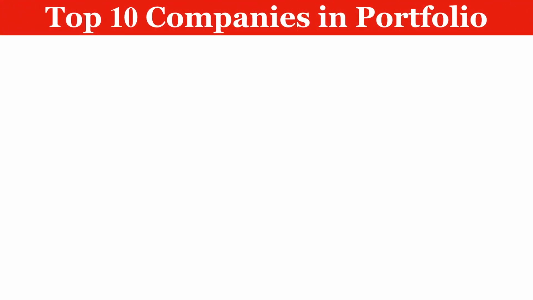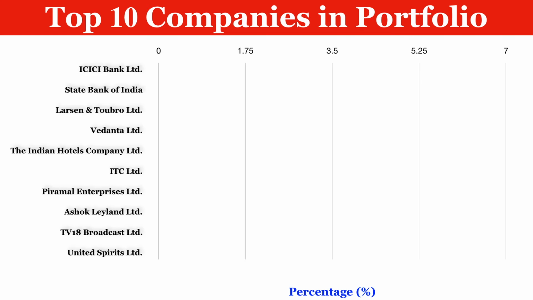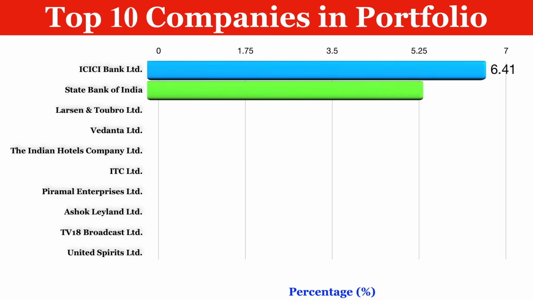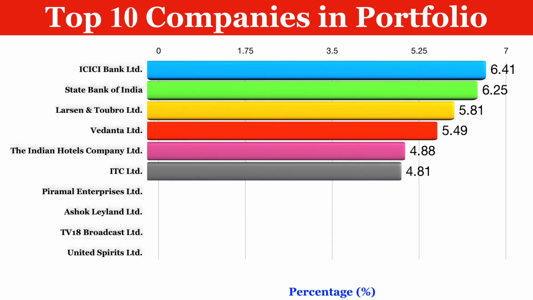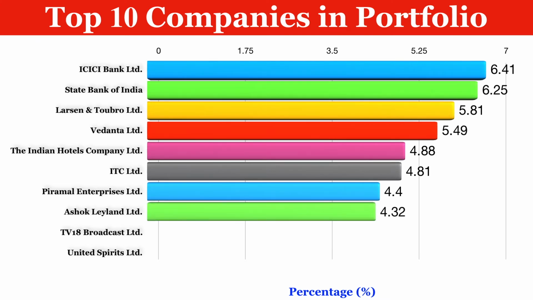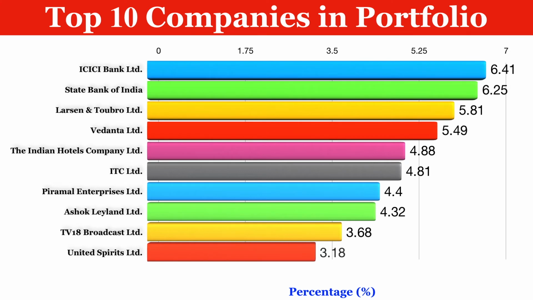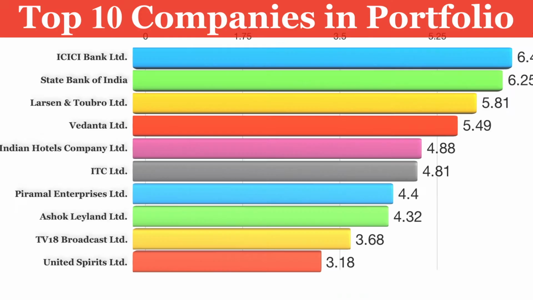In the next section, we will see the top 10 companies which are part of this Quant FlexiCap mutual fund portfolio, which includes ICICI Bank, State Bank of India, L&T, Vedanta, ITC, Ashok Leyland, TV18 and United Spirits Limited. Most of the money is being allocated for the bank sector, that we can see ICICI Bank, State Bank of India. The least amount goes for the entertainment category of TV18 and United Spirits Limited, which is around 3.18%. All these numbers are given in percentage. You can refer to this for the latest information.